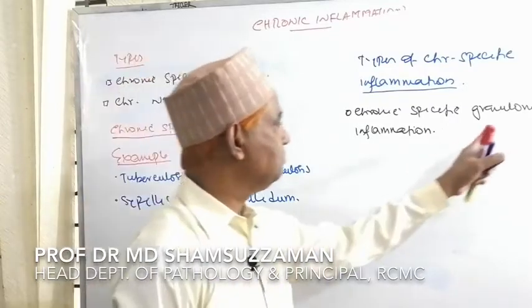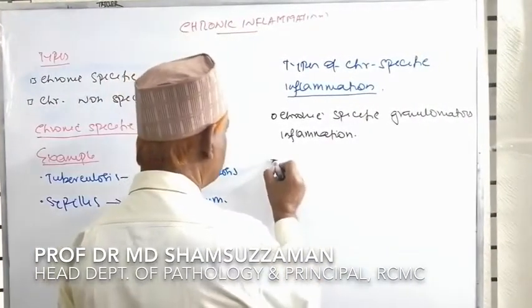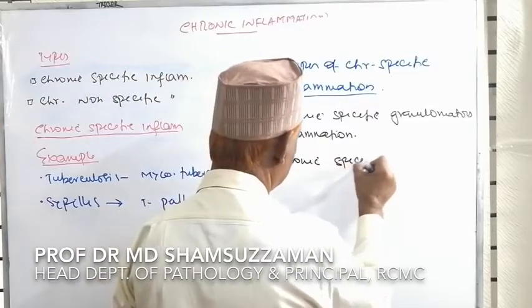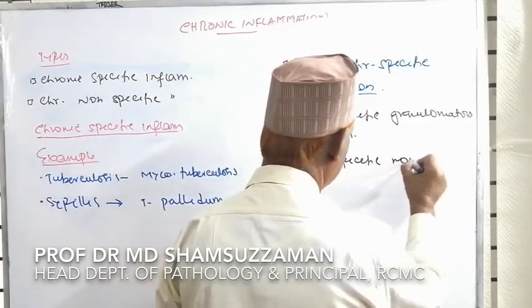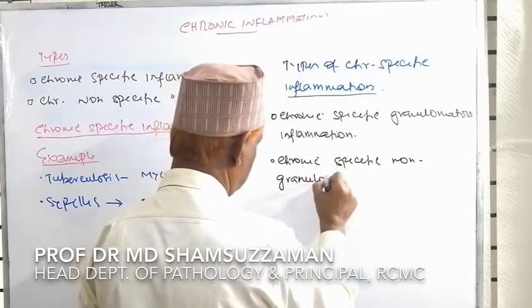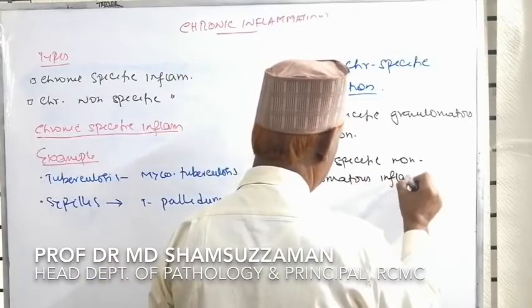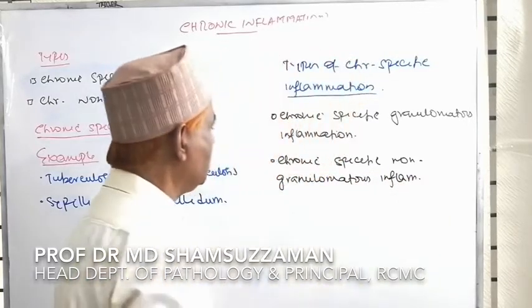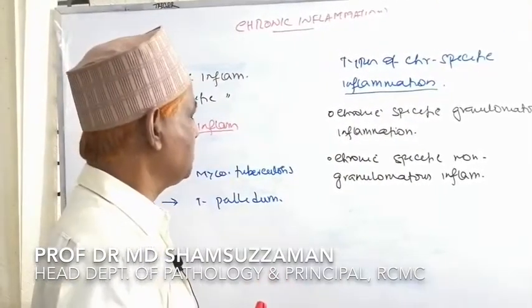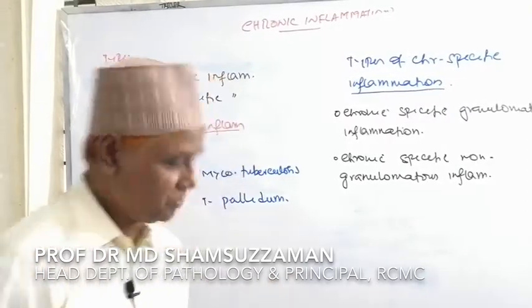Here you will get formation of granuloma. Another is chronic specific non-granulomatous inflammation. So the chronic specific inflammation where there is no granuloma formation is called chronic specific non-granulomatous inflammation.